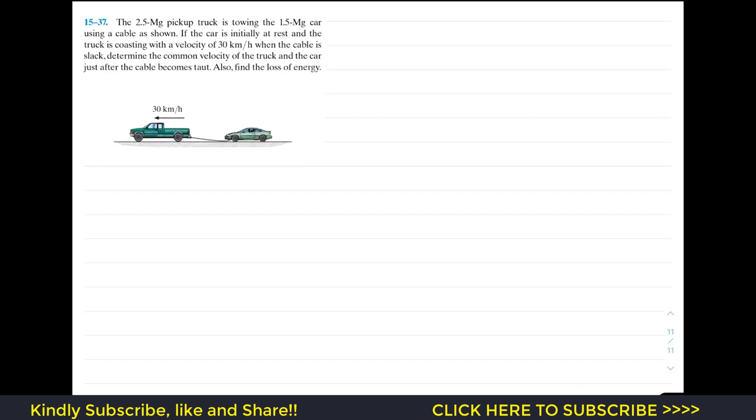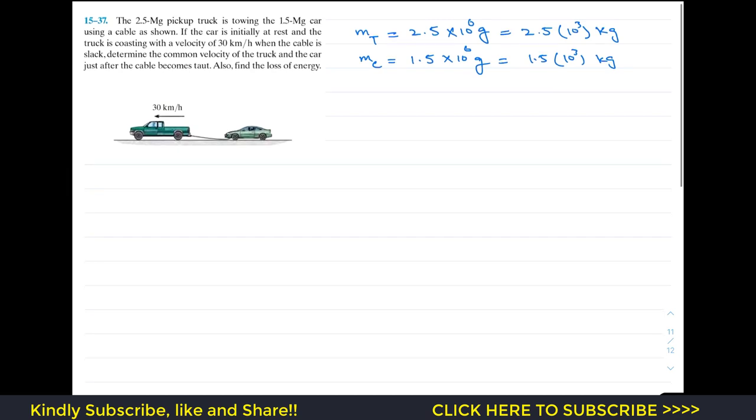So now we can write that the mass of the pickup truck is 2.5 megagram. Let me write that the mass of the truck is 2.5 into 10 raised to the power 6 gram, and if we convert it into kg, we will have 2.5 into 10 raised to the power 3 kg. Similarly, the mass of the car is 1.5 into 10 raised to the power 6 gram, which is equal to 1.5 into 10 raised to the power 3 kg. And the initial velocity of the car is 0, it is at rest, and the truck initial velocity is equal to 30 kilometer per hour.